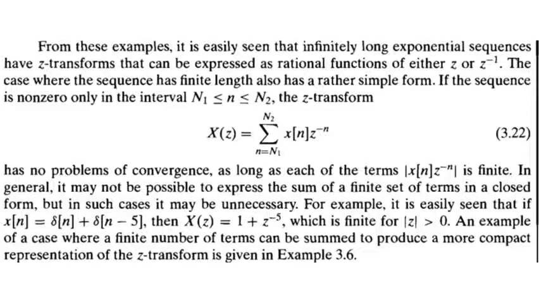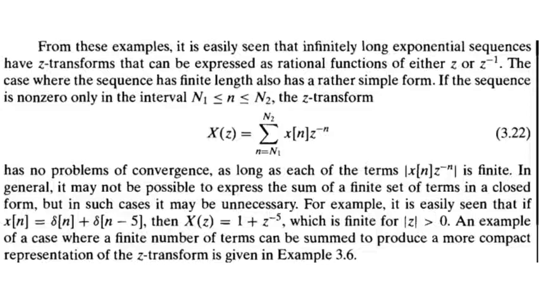If the sequence is non-zero only in a finite interval, there is no issue in the existence of the Z-transform. The existence of Z-transform is subject to region of convergence only when the exponential sequence is of infinite duration. So whenever we have a signal with interval n1 to n2, it has no problem of convergence as long as each of the terms is finite, as long as the magnitude of x of n is finite.